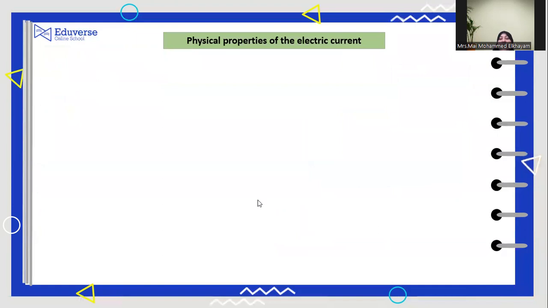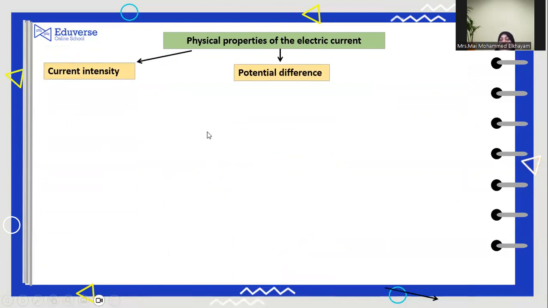Now, let's go with some physical properties of the electric current. I have 3 physical properties. The first one, the current intensity. The second one, the potential difference. And the third one, the resistance. Current intensity. We all know now current means flow. But what about intensity? Intensity means strength. Okay, so the strength of the electrons that flow in a cross-section of a conductor.